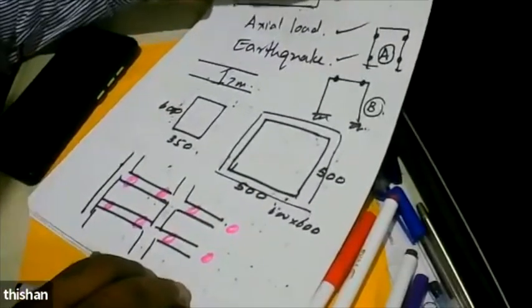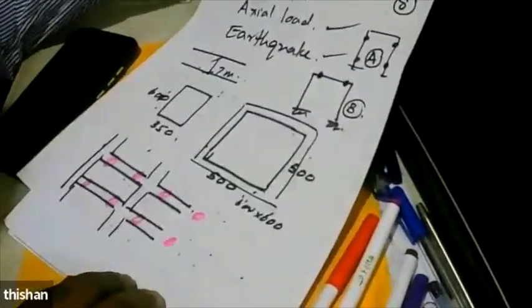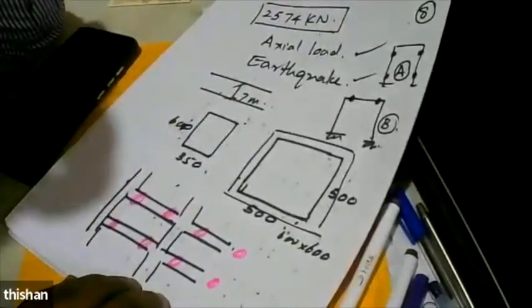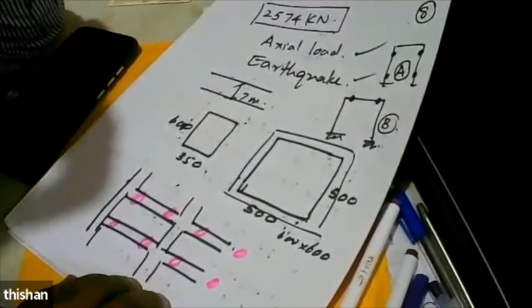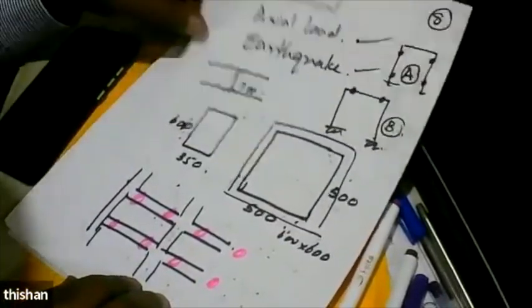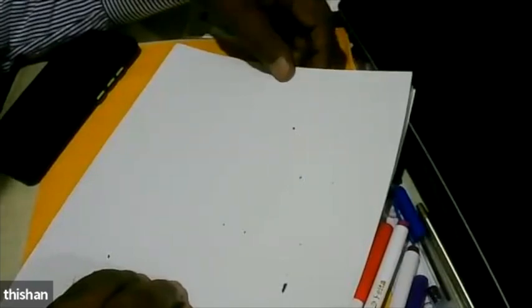So let's assume, based on this information, we have selected a 500 by 500 column, because 500 by 500 column is fairly large and it is larger than the 600 by 300 beam B. So the hinges will definitely form in the beams, not in the column. So now we have a column size. Now, can you see how I arrived at the column size? It is not based on the carrying capacity. It is based on the earthquake resistance.